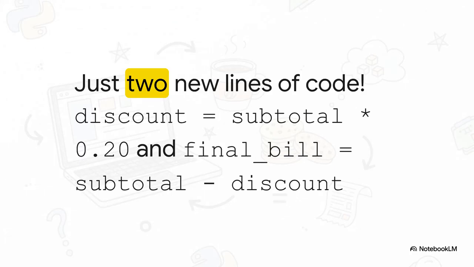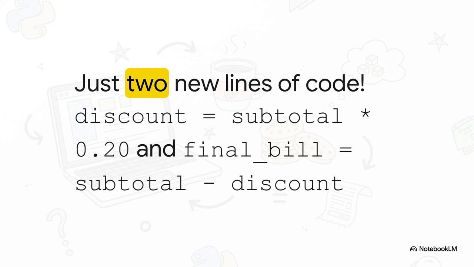Now, check this out. This is where the magic of variables really shines. Because we use variables, we already have that subtotal saved. So all we have to do is create a new variable, let's call it discount, and tell the computer to calculate it by multiplying our subtotal by 0.20. Then, we just subtract that discount amount to get the final bill. We added a huge new feature with just 2 new lines of code.